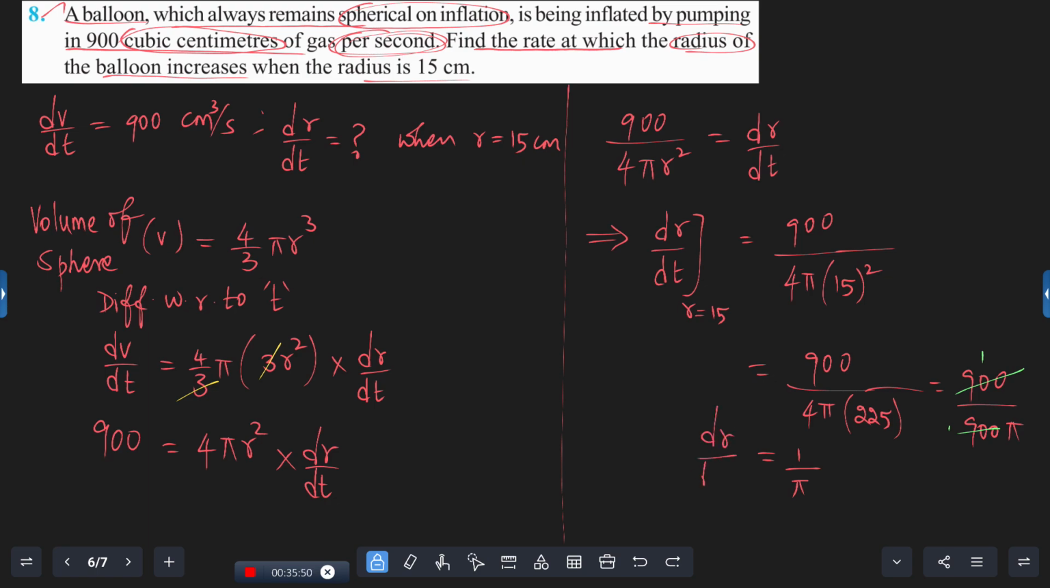dr divided by dt at the rate of r. Okay, r equals 15. This is dr. Now how will you finish this? Yes, centimeter. Very good. Centimeter per second you can mention. So the answer is 1 by pi centimeter per second.